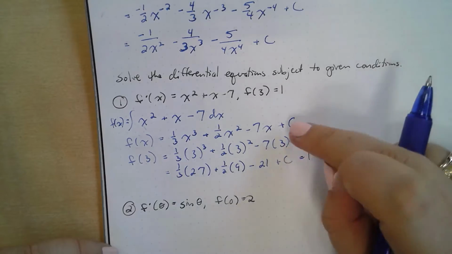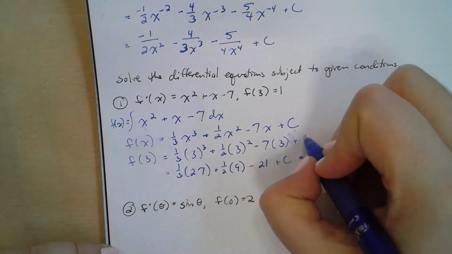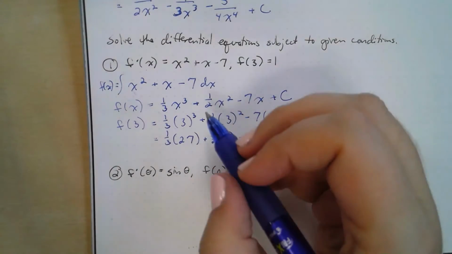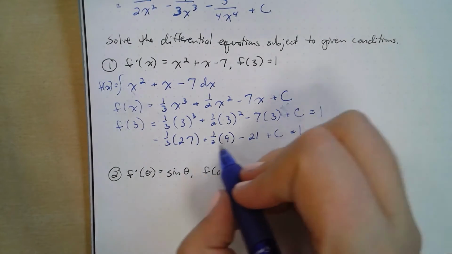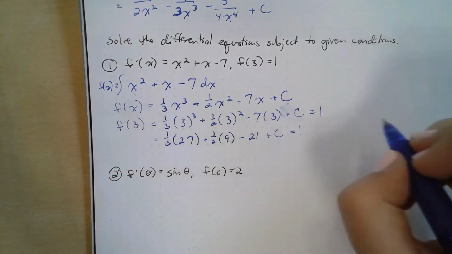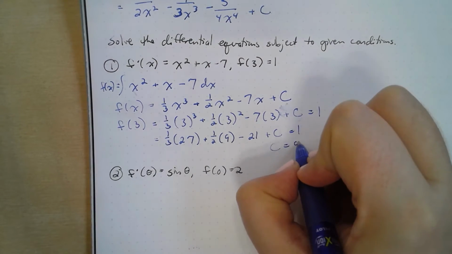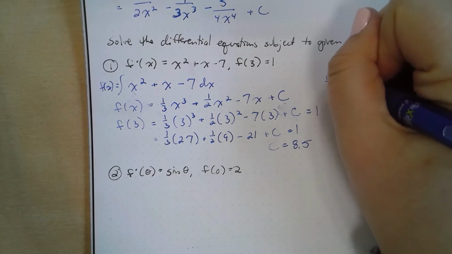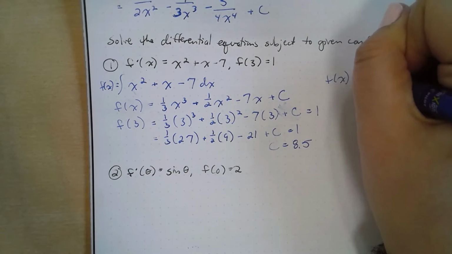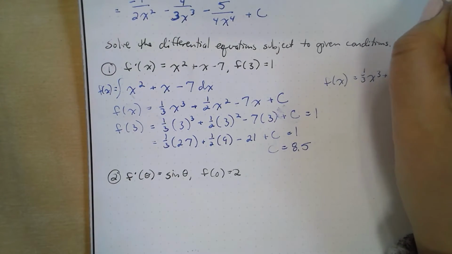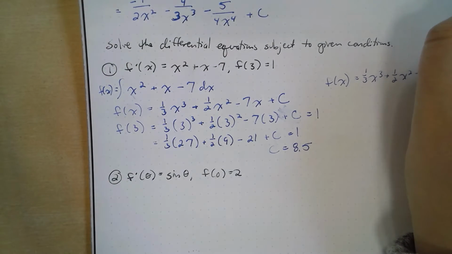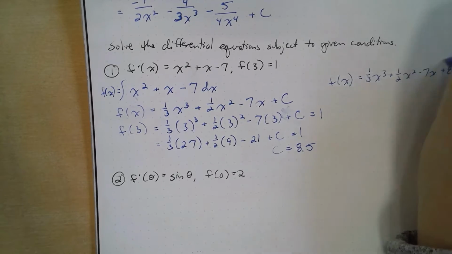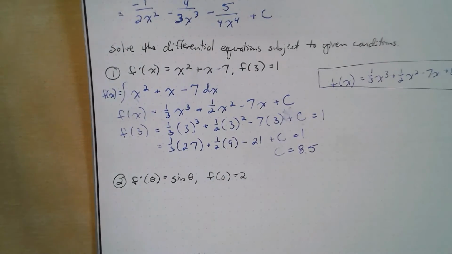I'll erase all of this so that you can see it better. Plus c equals 1. We have to find what c is. So 27 thirds, anyway, just trust me that c is equal to 8.5. So what's our final function? Well, f of x is equal to 1/3 x cubed plus 1/2 x squared minus 7x plus 8.5. We actually found the exact solution there.